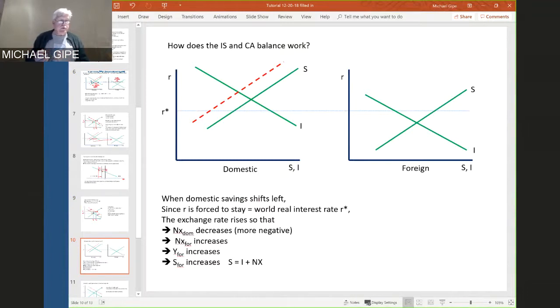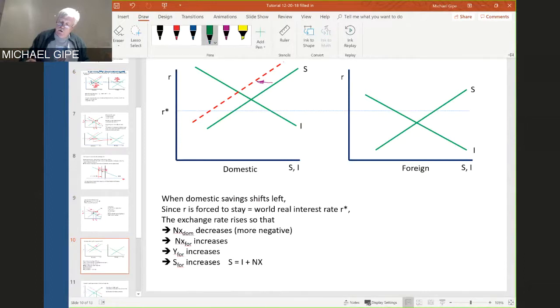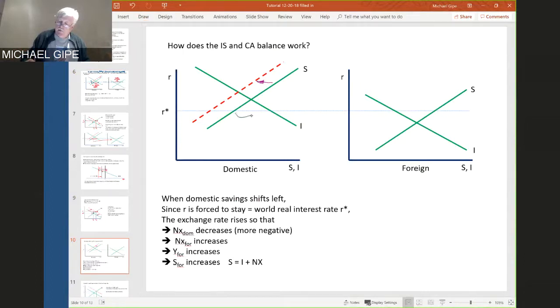So the question you might have is how does this IS and current account balance work? So here's the same picture. We have the domestic savings shifts left, and the original current account deficit was this, and it was balanced out by a current account surplus in the foreign economy that had equal size.